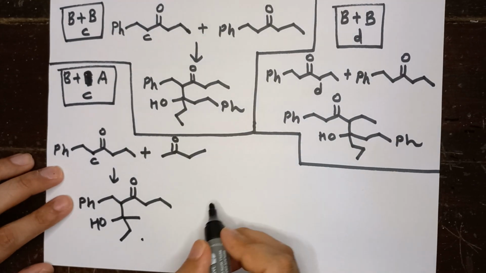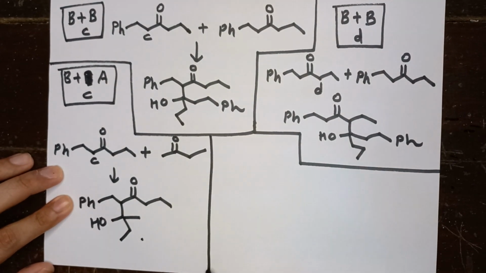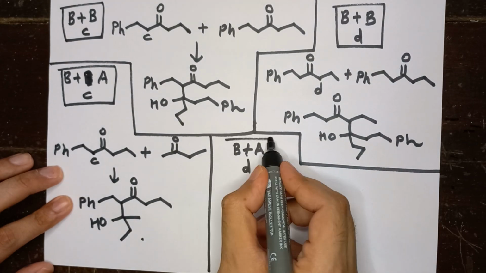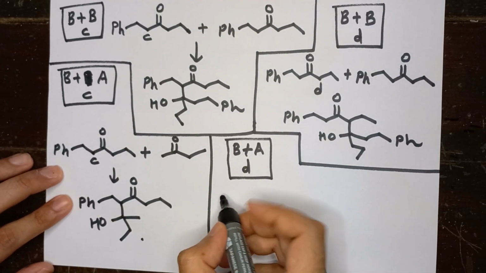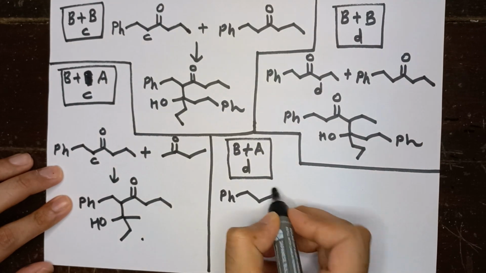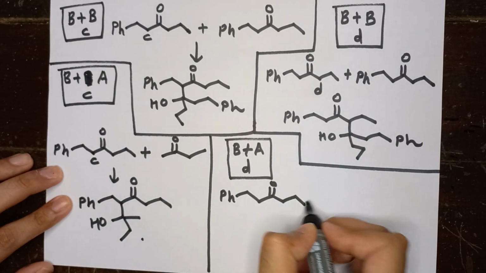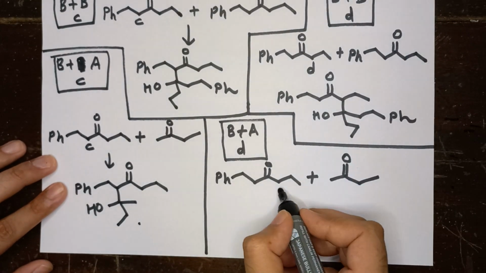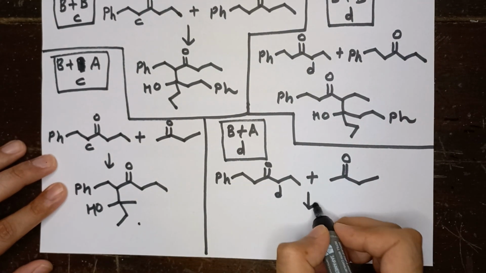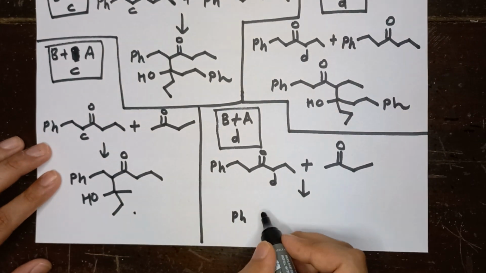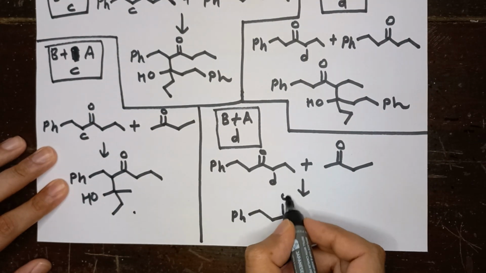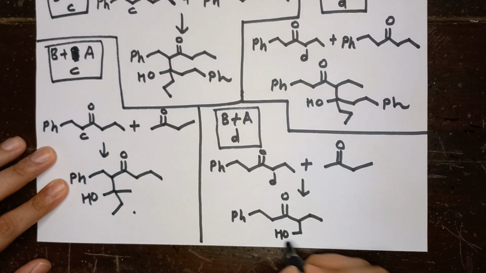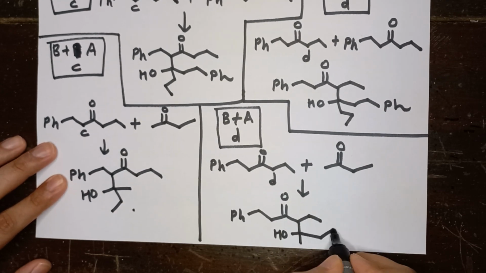So this is my another product. And the last product will be B connecting to A from the D side. So this is my B. This is my A. Let's connect them from D side and the product will be this one.